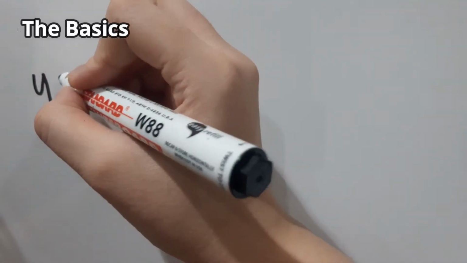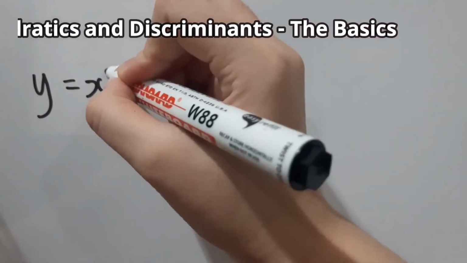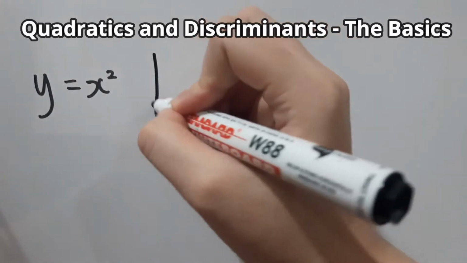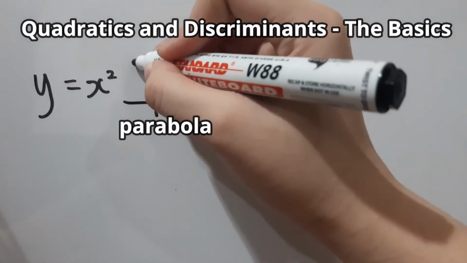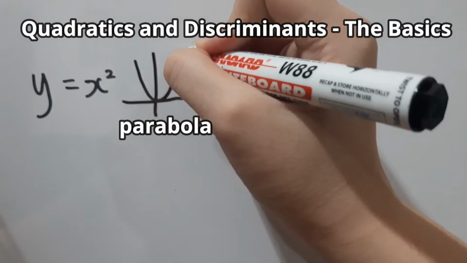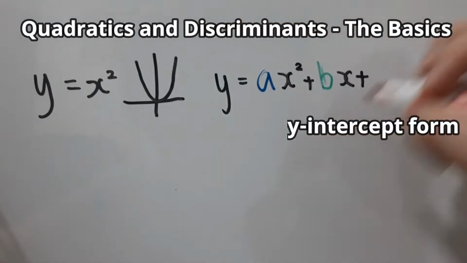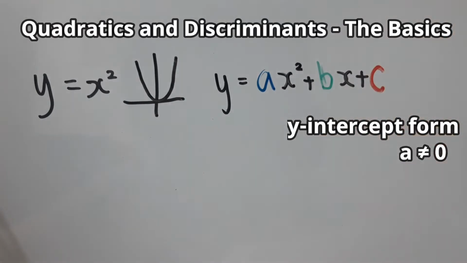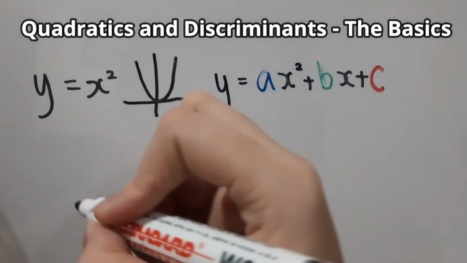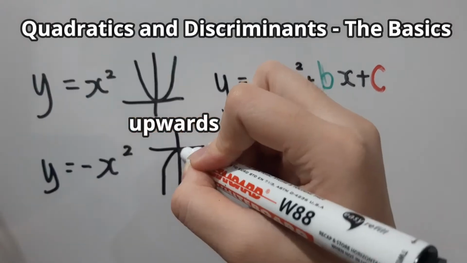Quadratics refer to a function that involves the term x squared and forms a symmetrical curve we call a parabola when graphed. The most general form it takes is the y-intercept form, y equals ax squared plus bx plus c, where a is not equal to 0. If the coefficient of x squared is positive, the curve opens upwards, and when it's negative, the curve opens downwards.